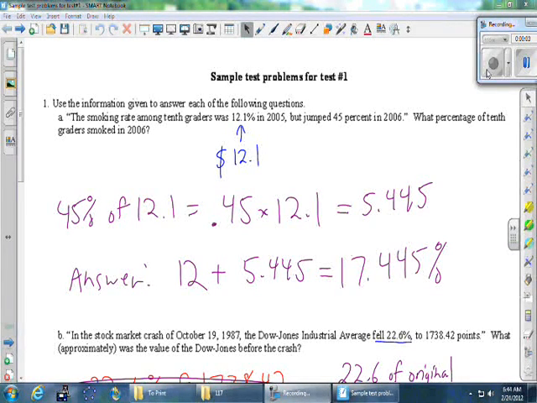So one correction, many thanks to Jason for pointing out my error here. In that last line where I said the answer was 12 plus 5.445, it should have been 12.1. It's this 12.1 right here. I accidentally wrote 12, and so then when we add it up, we shouldn't get 17.445, but rather should be 17.545. Thank you again to Jason.